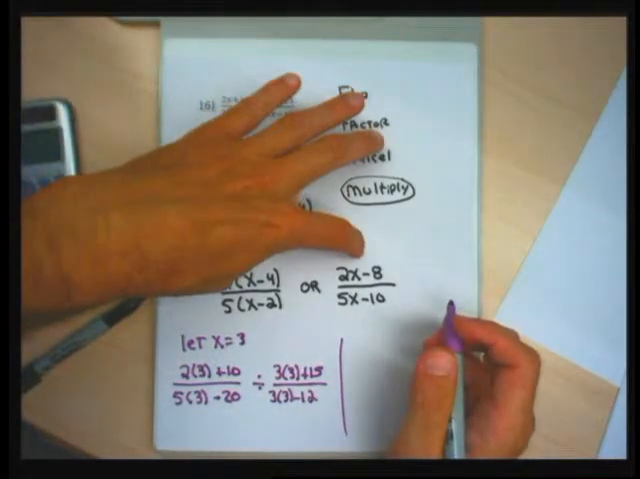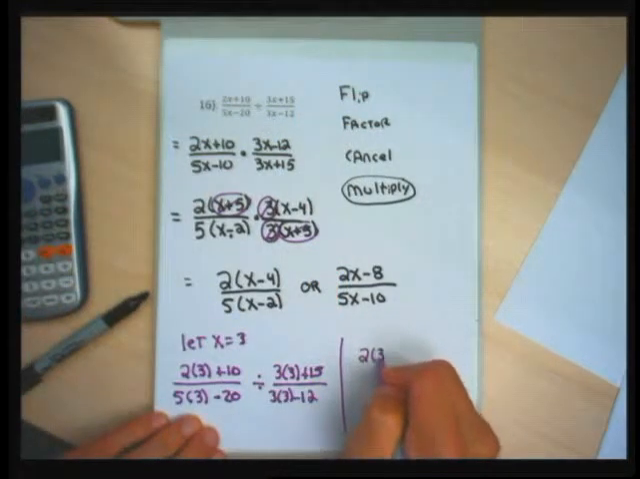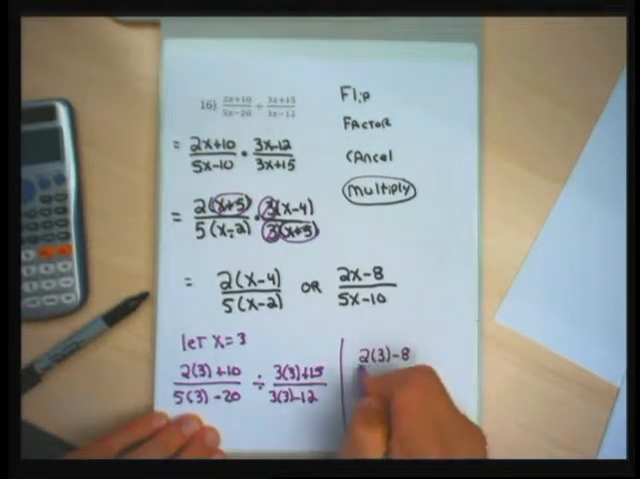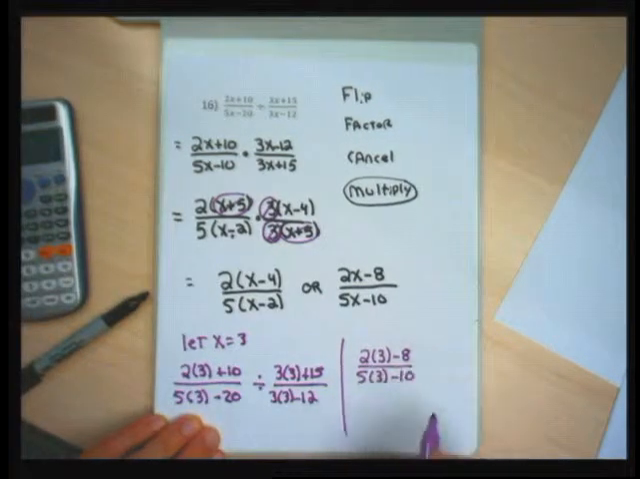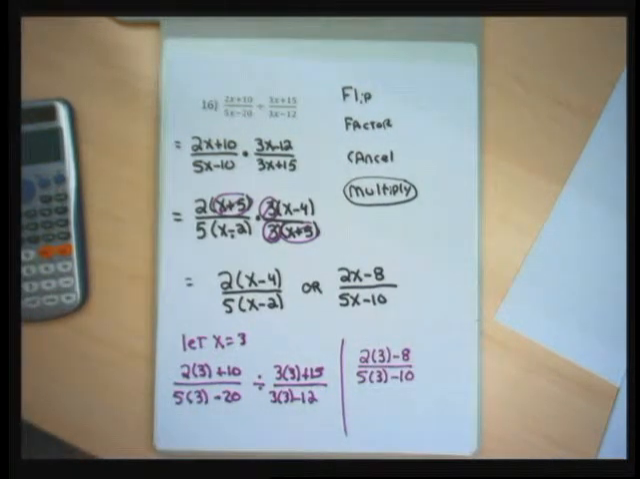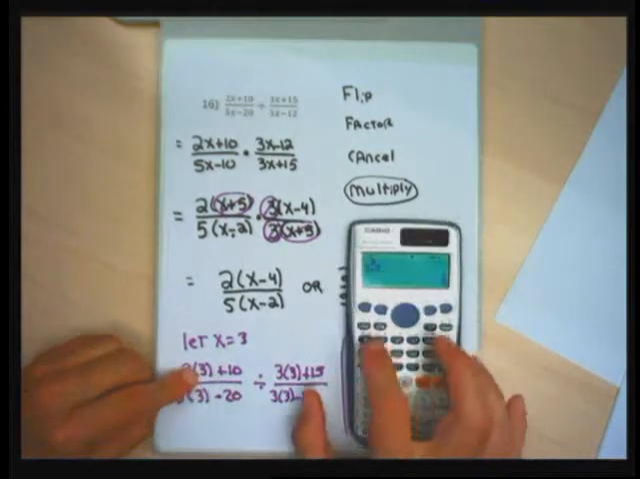In either version of the answer, it doesn't matter. I'll do this one. I'm going to go 2 times 3 minus 8 over 5 times 3 minus 10. And these better come out to the same number, otherwise I've messed up. So do this one first because it's harder.